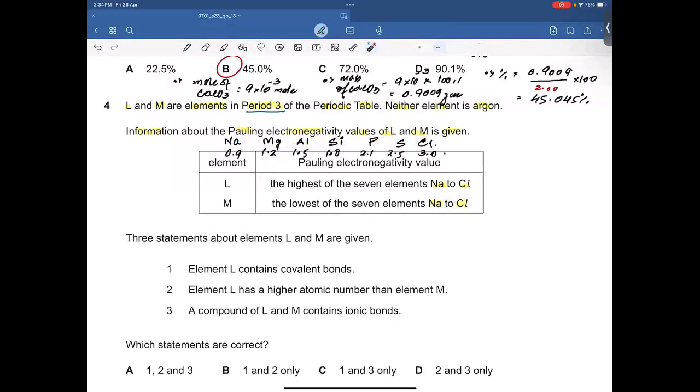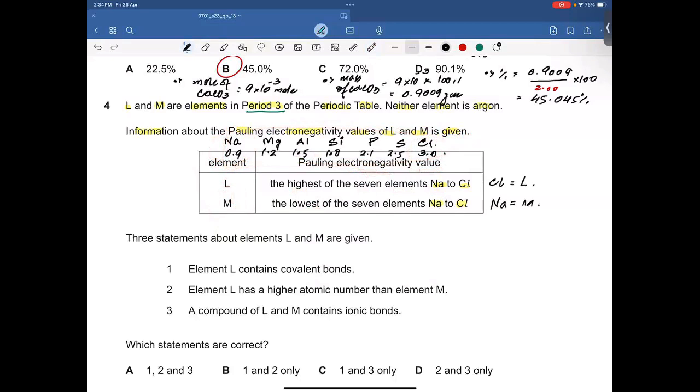So according to the examiner, element L has the highest electronegativity value among the 7 elements, which means it must be chlorine, because chlorine is the most electronegative element in period 3, right? It has the most electronegativity value. So it must be chlorine. And M has the lowest electronegativity value among these period 3 elements. So which one has the lowest value? Sodium, obviously. So sodium is basically M.